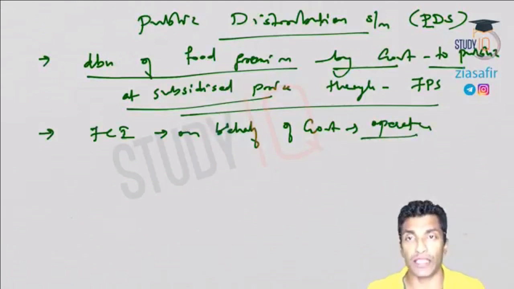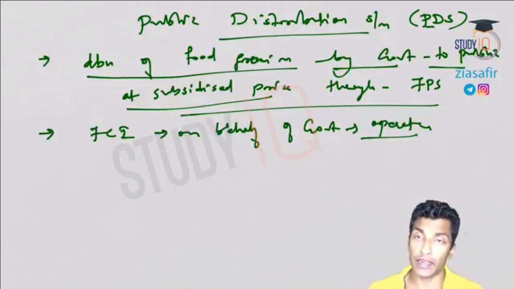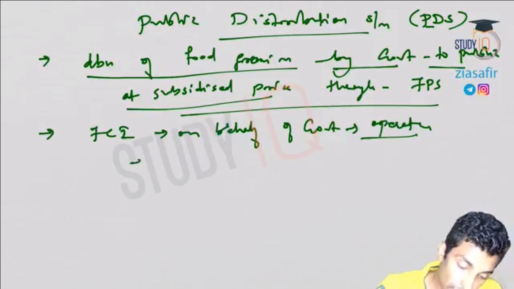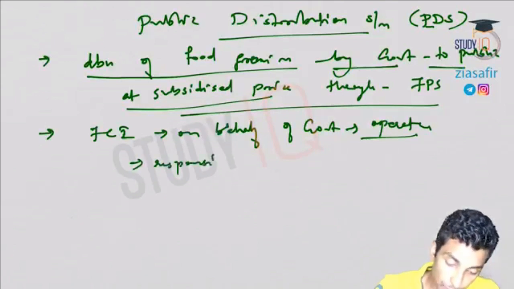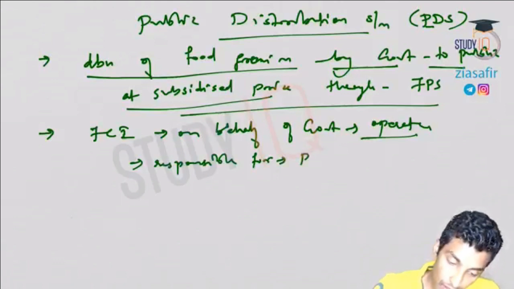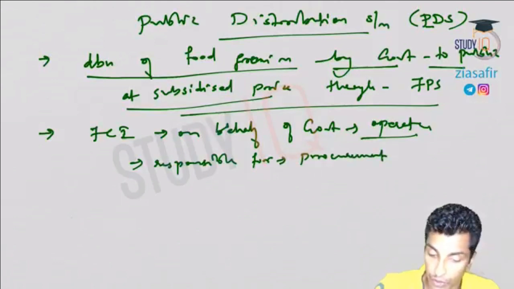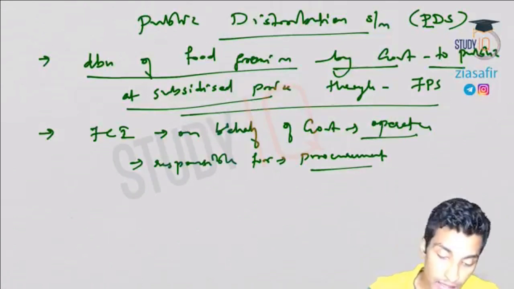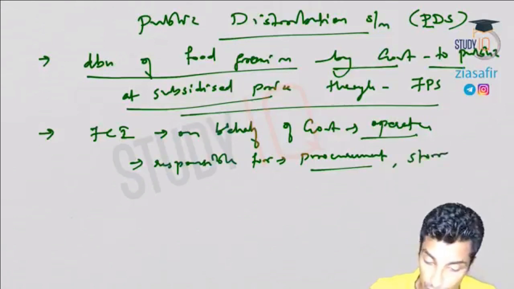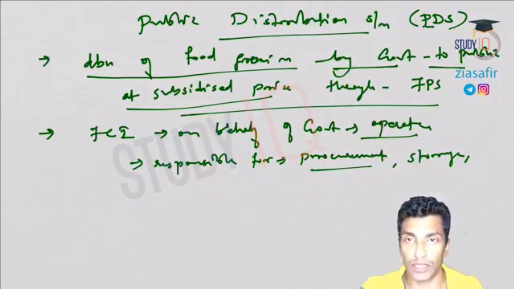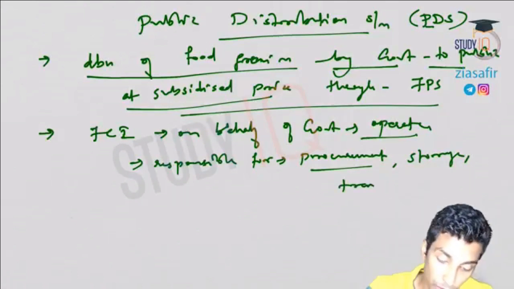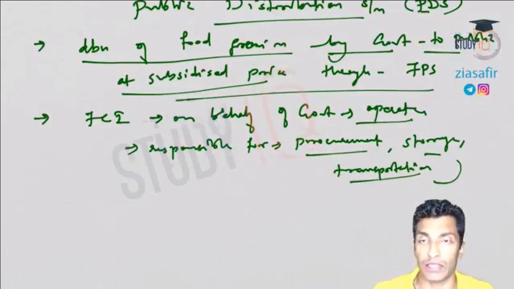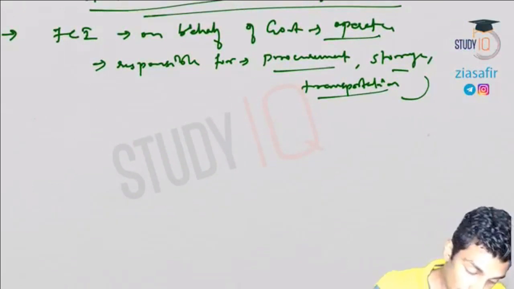FCI is responsible for procurement, storage and transportation. Distribution is done by PDS. Procurement is done either under MSP, or separately at a procurement price. That we have already discussed. Storage, the problems related to storage we have just now discussed, that is buffer stock, and then transportation, the Shanta Kumar committee. So FCI is responsible for this.